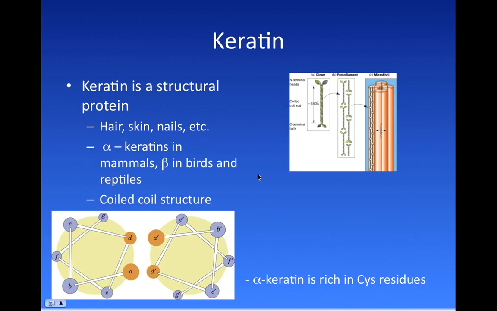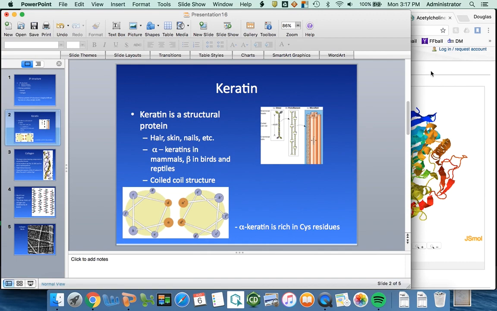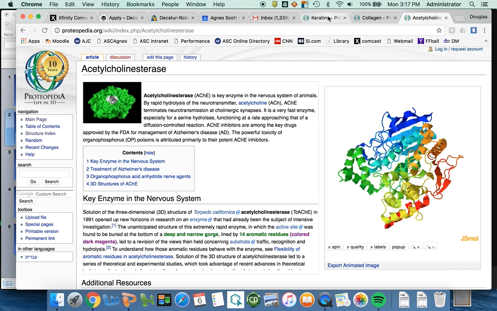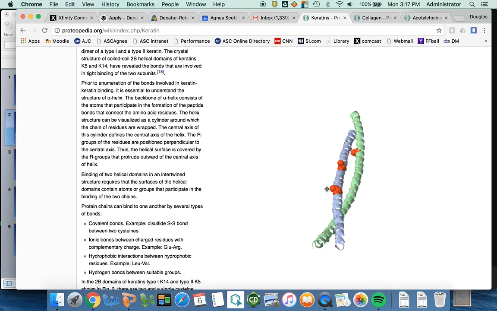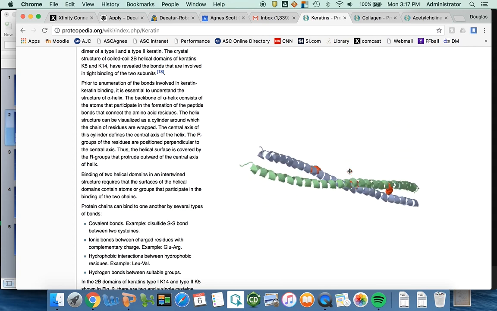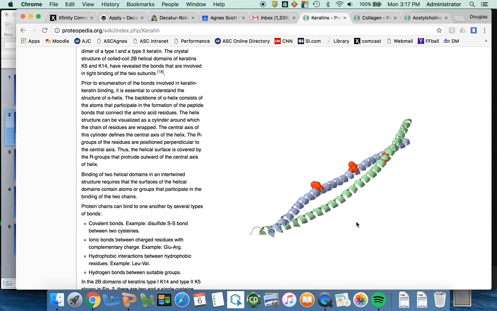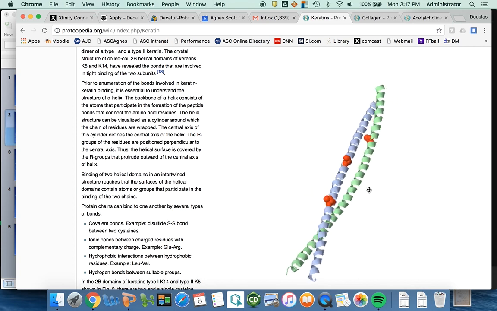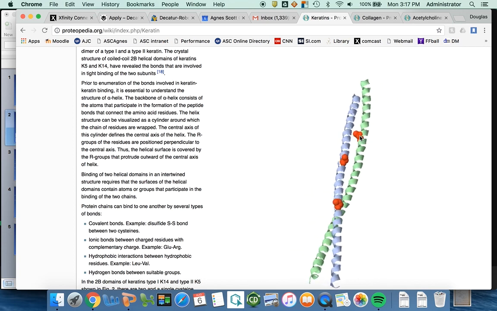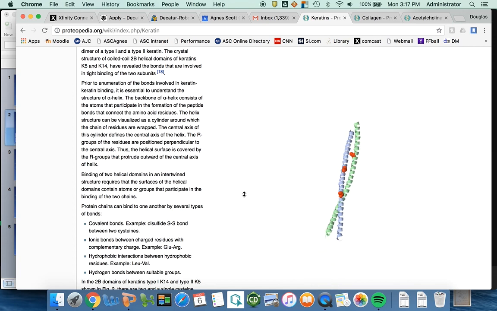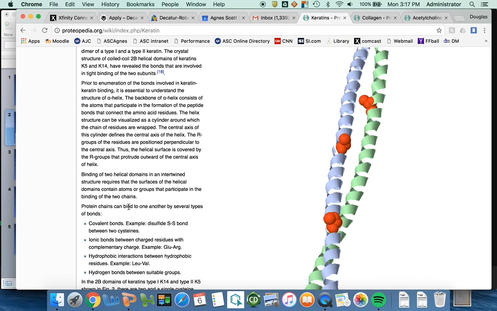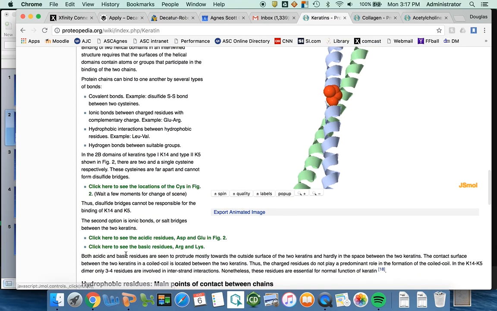Let me show you a picture of keratin, if I can get out of this. And here's keratin. Here's that coiled coil structure of keratin. And if we rotate it around, we can see how each of these monomers wraps around the other. In red here, I've got cysteine amino acids highlighted. Those are displayed on the outside of this coiled coil so that one dimer can bind to another dimer.